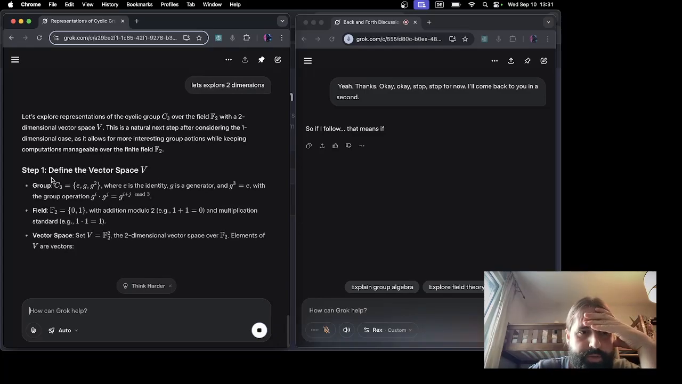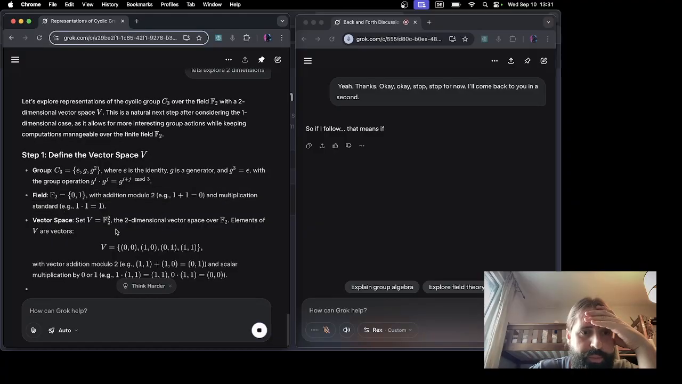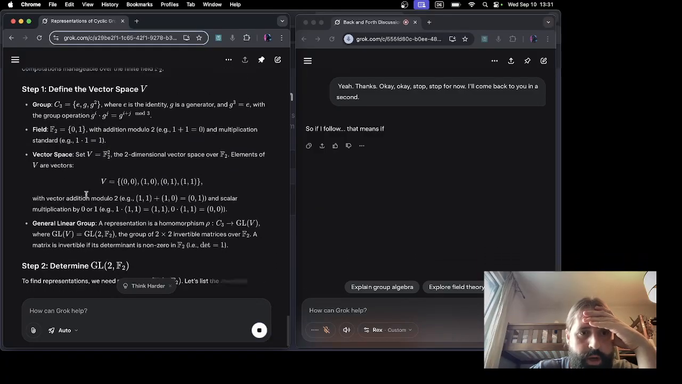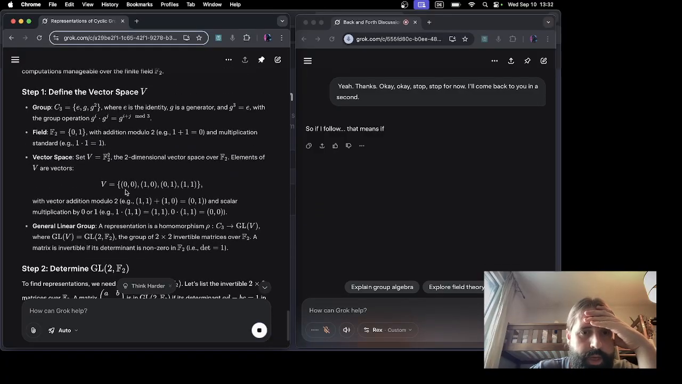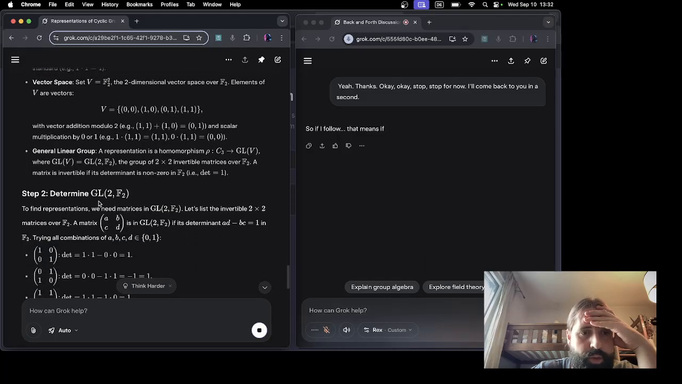Okay, so now we have C3 and F2, then we pick V to be F2 squared. And essentially we just have vector addition modulo 2, so 1, 1, yeah, exactly. We have multiplication by 0 or 1 to scale it, and then we need to determine what GL is, right?